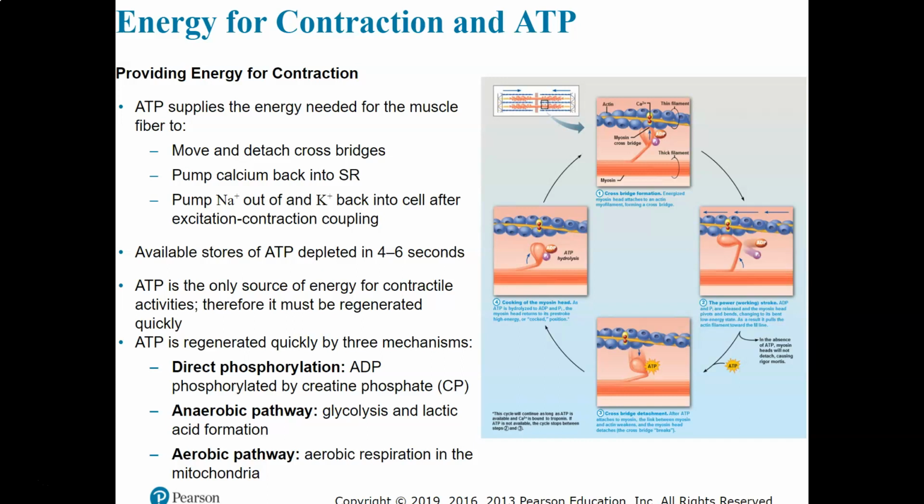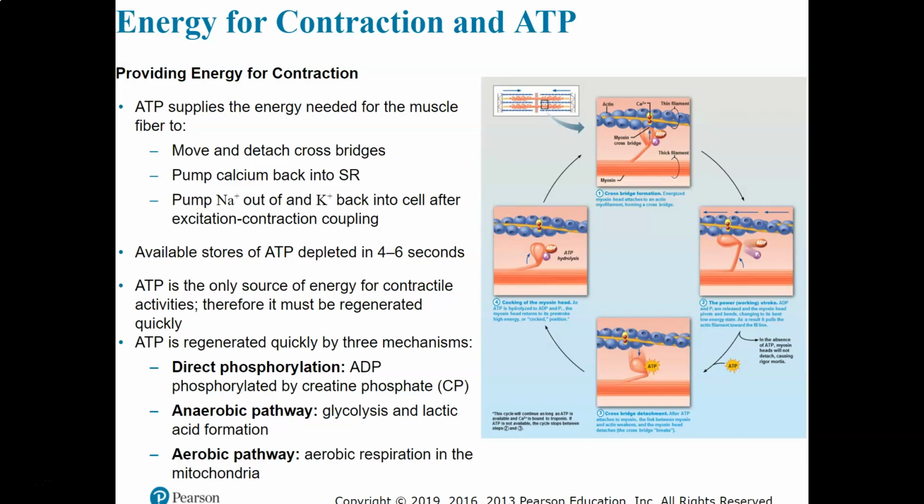However, ATP is an unstable molecule. That's what allows it to carry so much energy. But that means that we can't keep large stores of ATP inside of the cell. We only have enough ATP inside of the cell to keep it running for about 4 to 6 seconds. After that point, we need a way of making more ATP or regenerating it relatively quickly. And we have 3 mechanisms by which we can regenerate ATP.